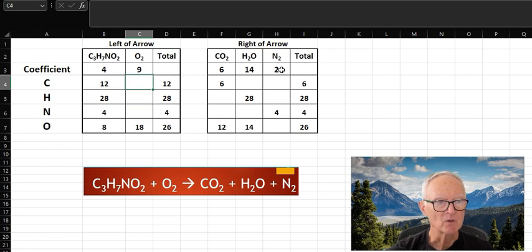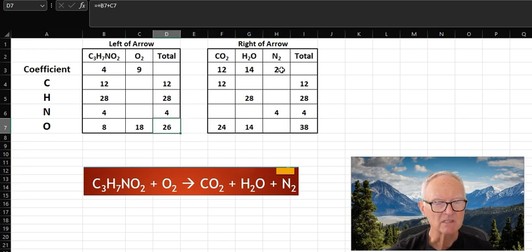So the only problem we're left with is carbon. So the only way to increase carbon on the right is to increase the number of CO2. So if we go to 12, that gets carbon right in balance. But what else does it affect? It affects oxygens. So now we have a whole lot of oxygens, 38 on the right, 26 on the left.